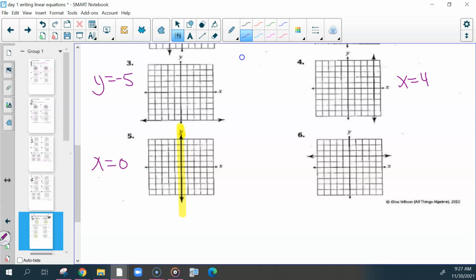Number 6. Y equals 2. So all of that is writing equations from graphs. Do you have any questions on that part? So we're going to go through the next page, and then that'll be it for today. However, the next page is a lot of things that we've already talked about, so this should be reviewed for us.